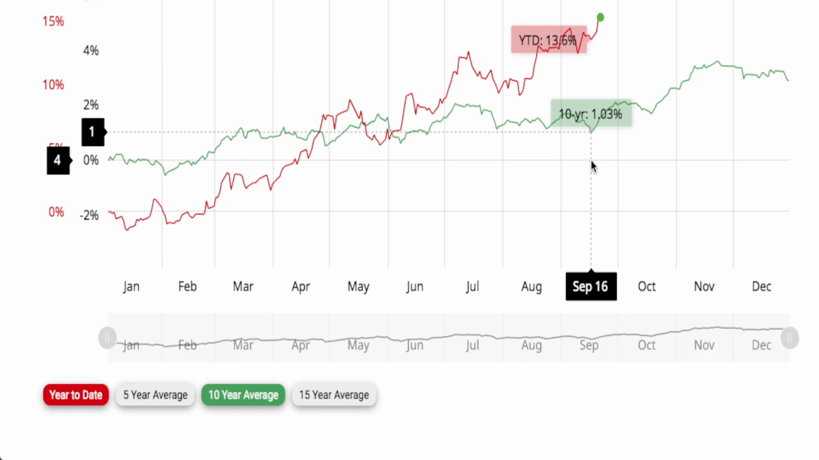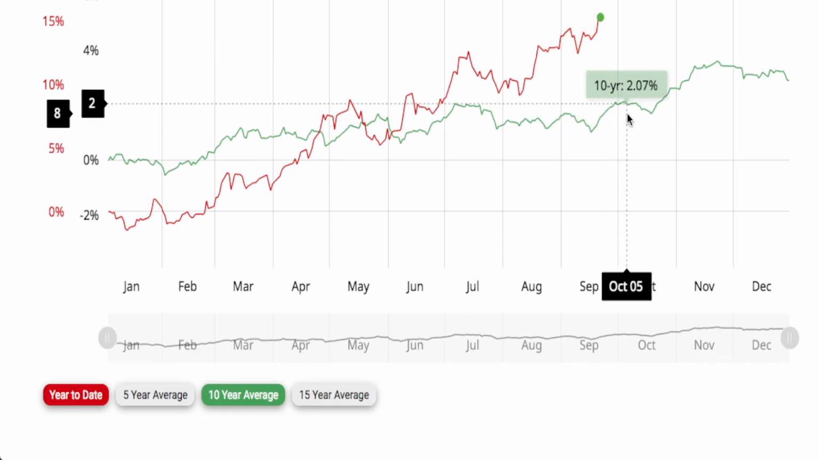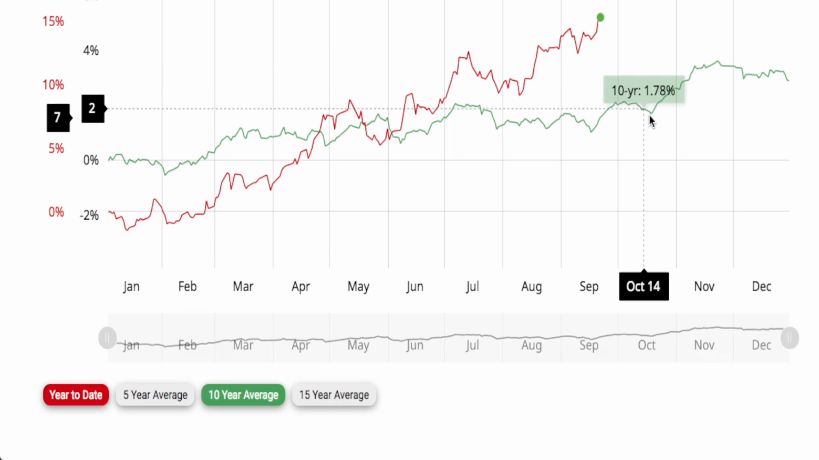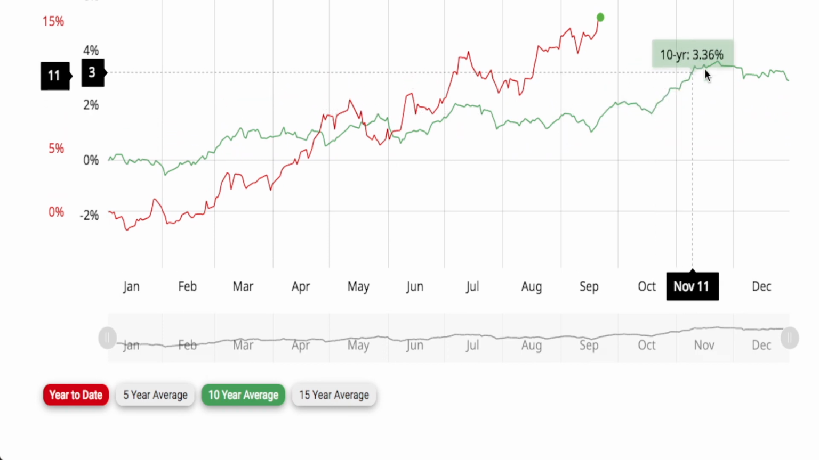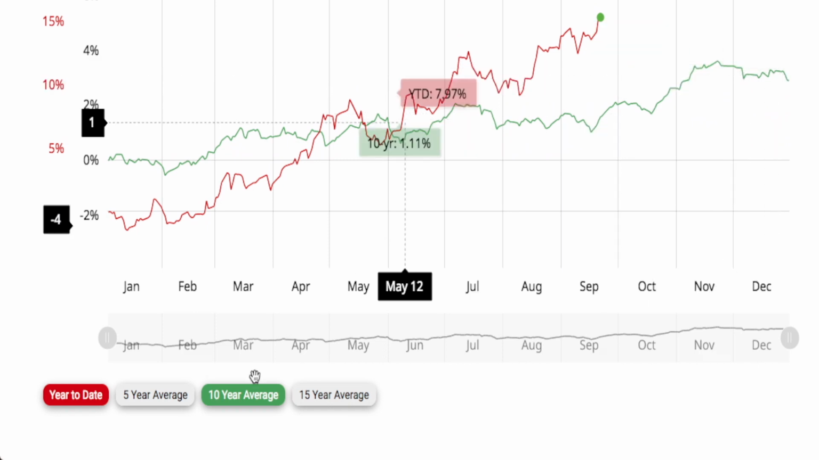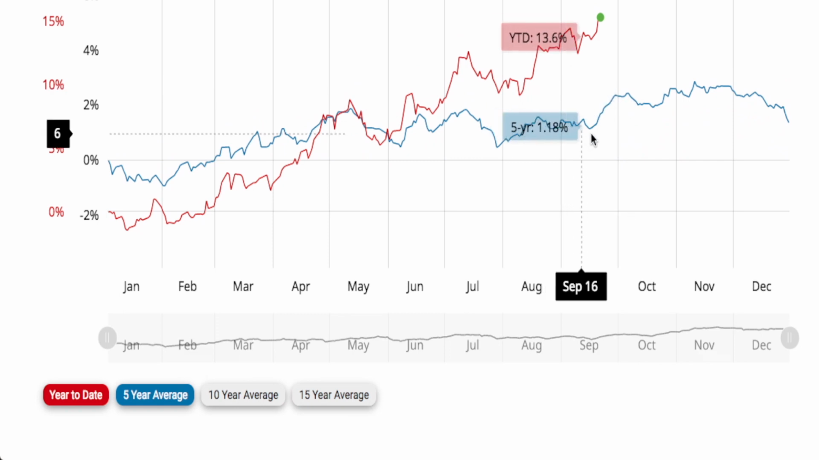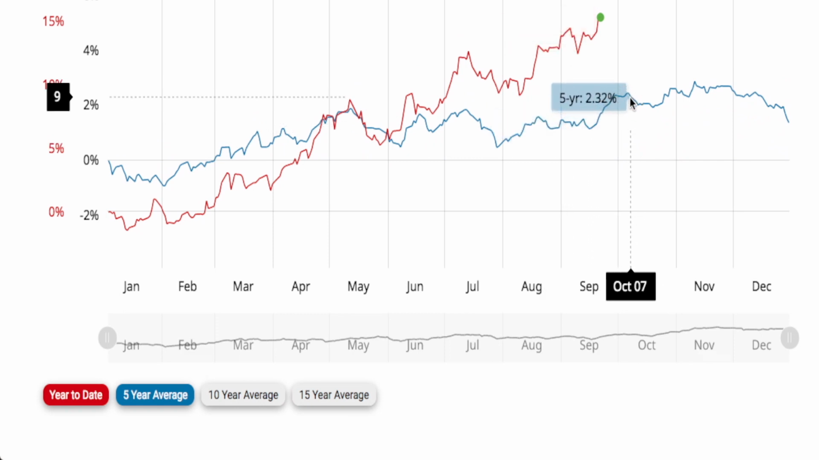You can see that on September 16, we get a leg higher, kind of stall around the first week of October, and then get another leg higher from October 18th and hit a peak somewhere around November 23rd. And then it kind of just goes sideways. If we look at our 5-year average, same thing, September 16, we hit a peak somewhere around the first week of October. October 5th pulls back, kind of the same as the 10-year.